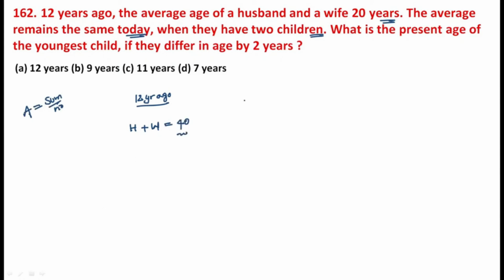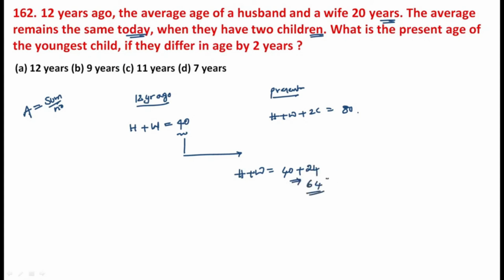Now the average remains the same today when they have two children. Now the present family is husband, wife, and two children. The average remains the same, but the total number is now 4. So 4 into 20 is equal to 80. Now the present age of husband and wife is exactly equal to 40 plus every person increases by 12 years, so you add 24. Now the sum of those ages is exactly equal to 64. Now 64 becomes 80, so the two children: C1 plus C2 is exactly equal to 16 years.